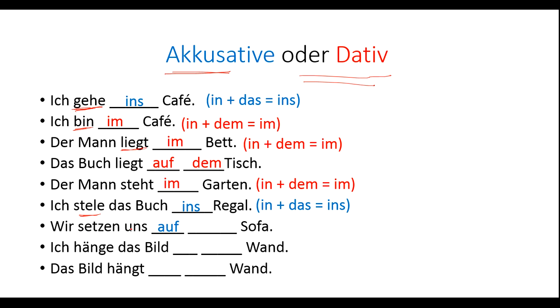Wir setzen uns auf das Sofa. This is accusative. Ich hänge das Bild. I hang this picture. I am hanging, then it's the action, so it's accusative. An die Wand. Das Bild is a thing, Sachen. Then it's hängen: Das Bild hängt an der Wand. This is dative.